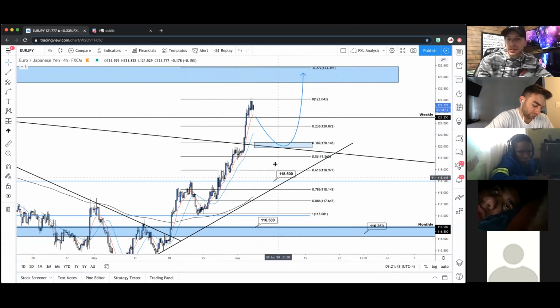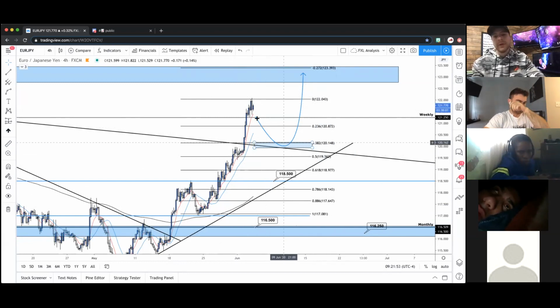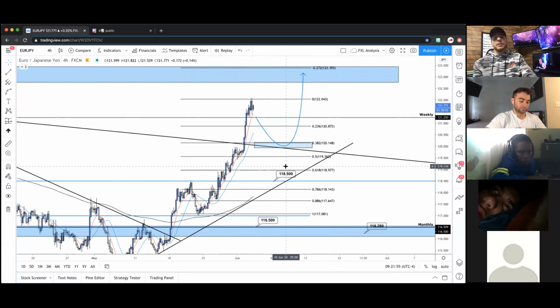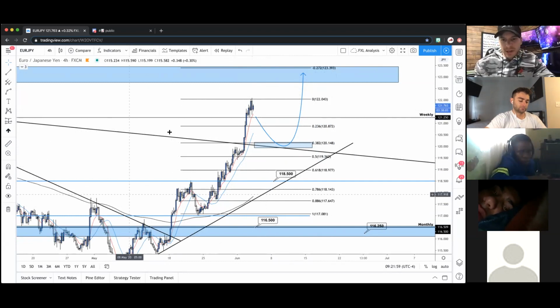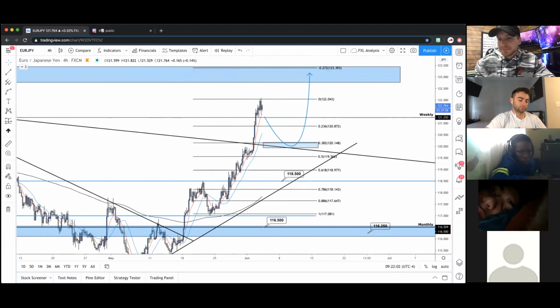So it doesn't make much sense. We need to see some sort of established structure, some sort of established support level that we can then protect ourselves with, and then potentially make a great trade out of. So this is EJ. Very bullish as of right now.